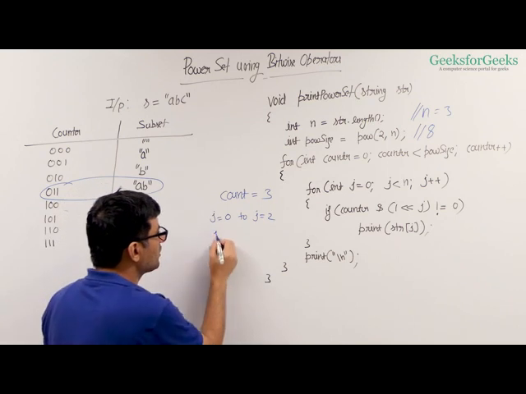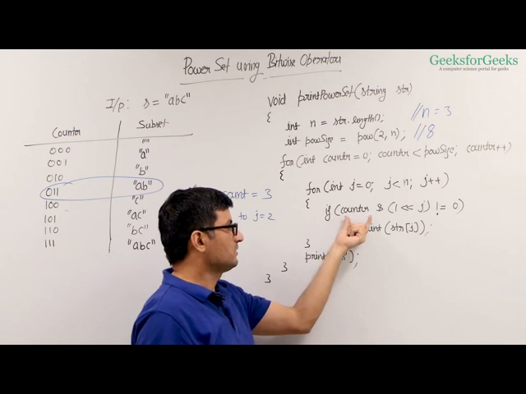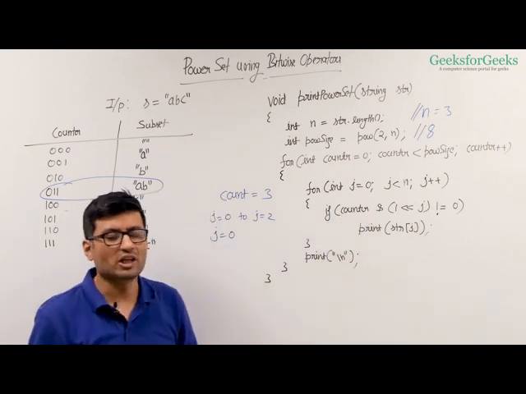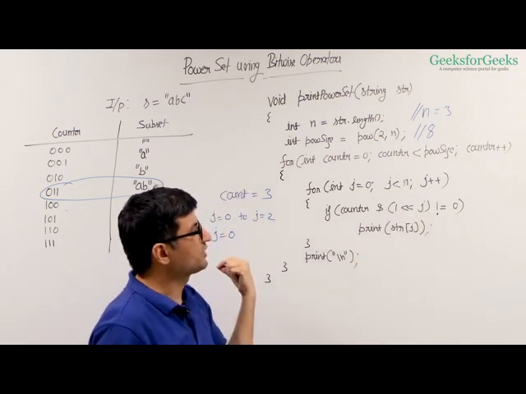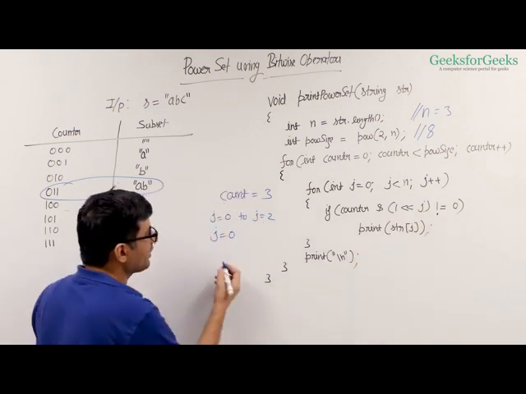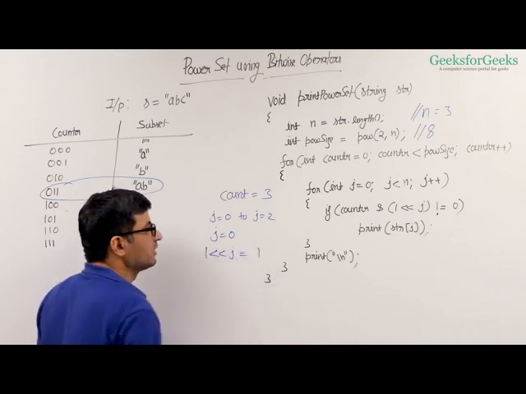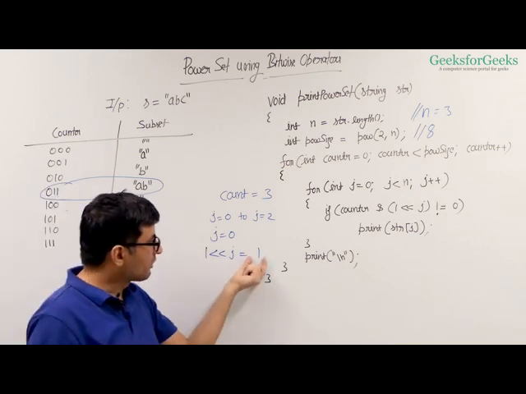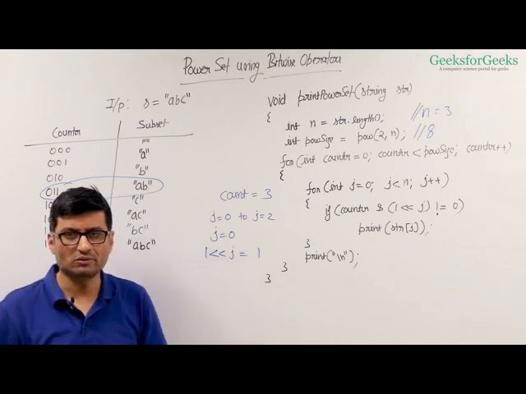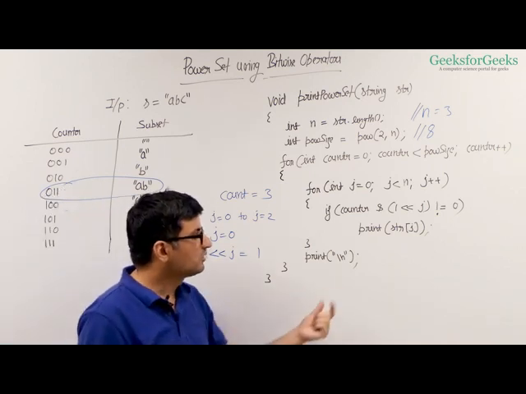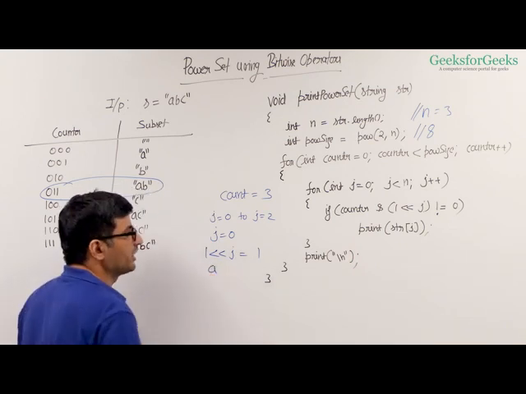Now when j is 0, what happens? You check whether the last bit is set in the counter or not. And how do you check? You do 1 left shift 0. And what do you get? 1 left shift j is going to be 1 only. So when you do bitwise AND of this number 1 with 3, you are going to get a non-zero value. So that is why you print A on the screen.